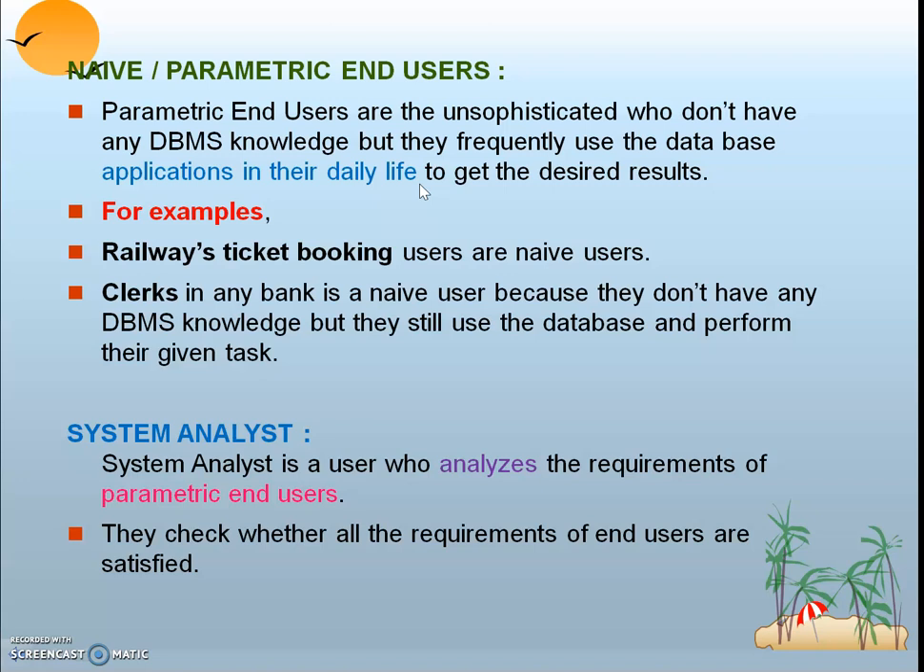For example, let's speak about the railway ticket booking that we do on the IRCTC website. So we access the data through the IRCTC website for booking a ticket in railways. So we act like naive users. We don't have any knowledge about DBMS, but still we use an application through which I'm booking the railway ticket. So the next example can be the clerks in any bank. They also come into the category of naive users because they too don't have any knowledge about database management system. Still, they perform some operations or tasks for the people who come to them in a bank.